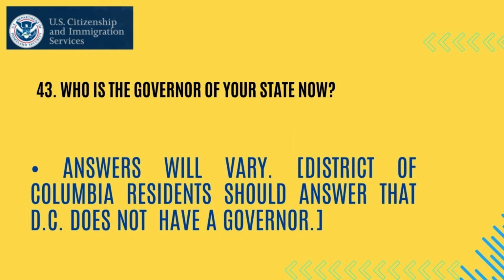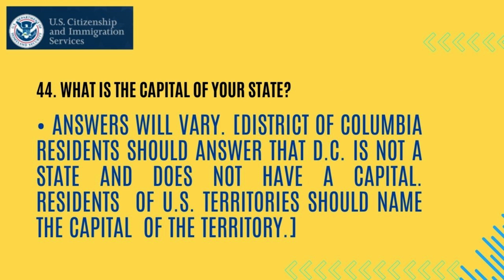43. Who is the governor of your state now? Answers will vary. District of Columbia residents should answer that D.C. does not have a governor. 44. What is the capital of your state? Answers will vary. District of Columbia residents should answer that D.C. is not a state and does not have a capital. Residents of U.S. territories should name the capital of the territory.